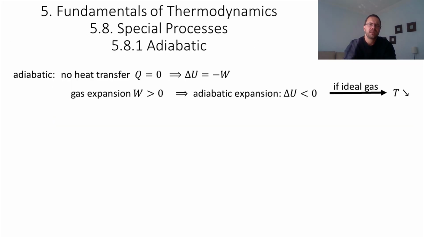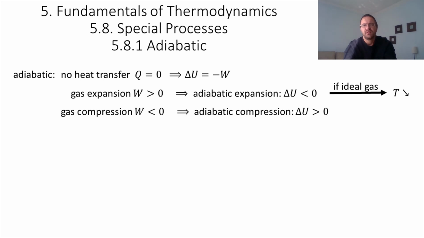Now let's come back to the adiabatic process. As you can imagine, if the temperature decreases for an adiabatic expansion, then it will increase for an adiabatic compression. Right? This is because for a compression, the work done by the gas will be negative. And so for an adiabatic compression, delta U will be positive. And since for an ideal gas, the internal energy only depends on the temperature, then the temperature will increase.